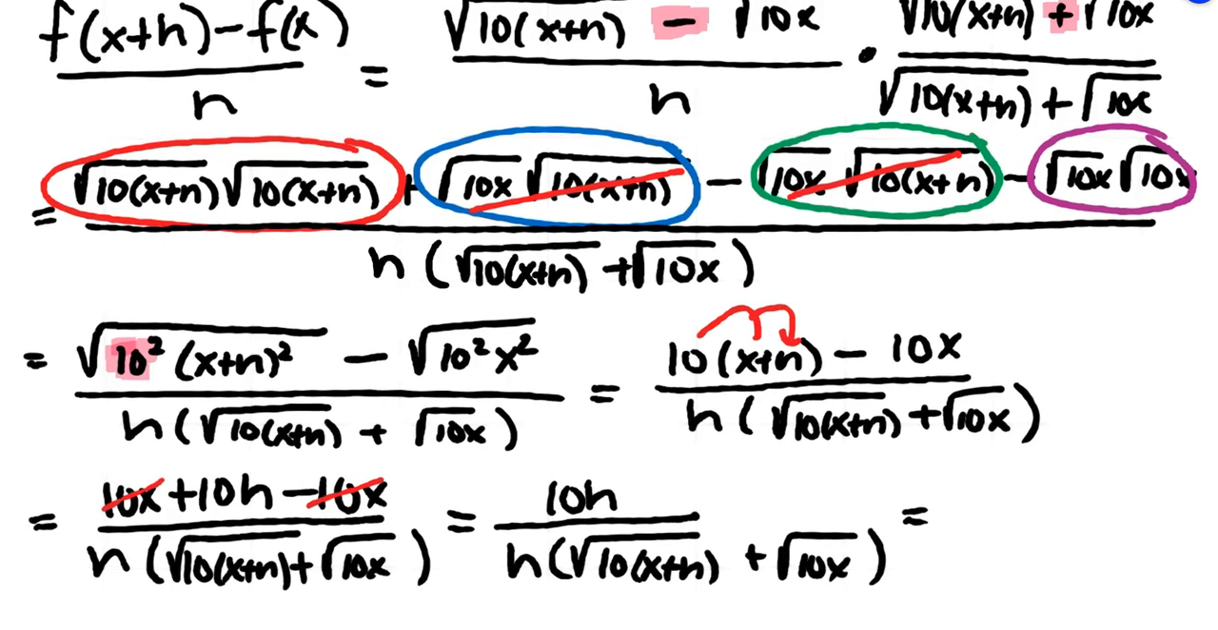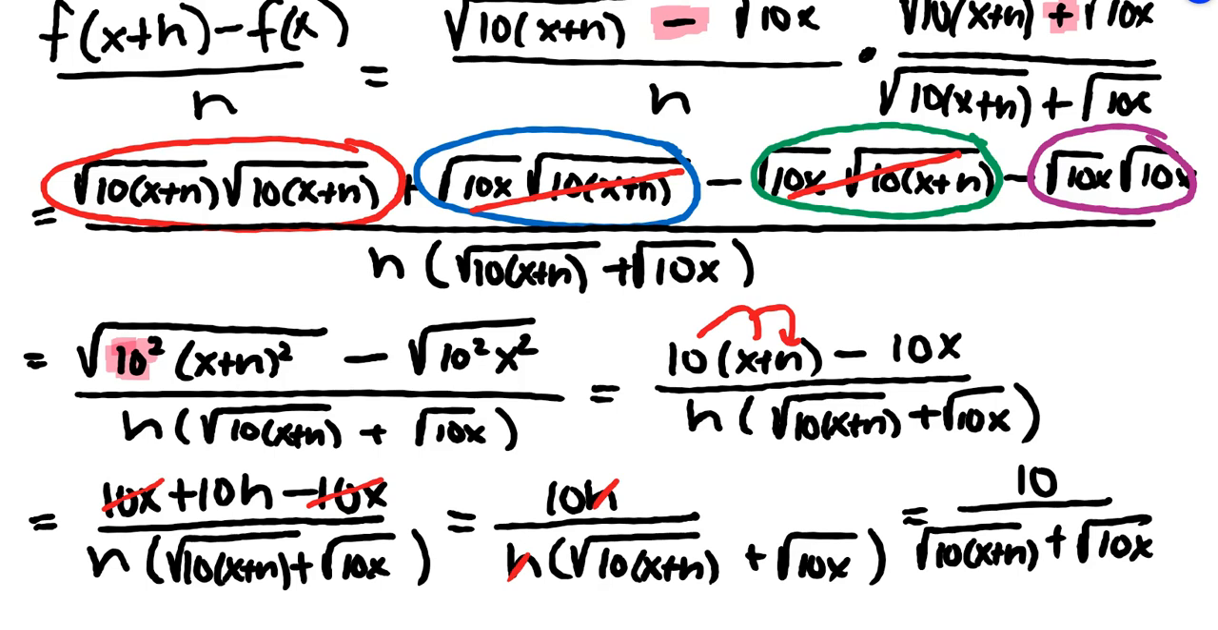And we can now cancel out these factors of h that we have in the numerator and denominator, which gives me 10 over the square root of 10 times x plus h plus the square root of 10x.